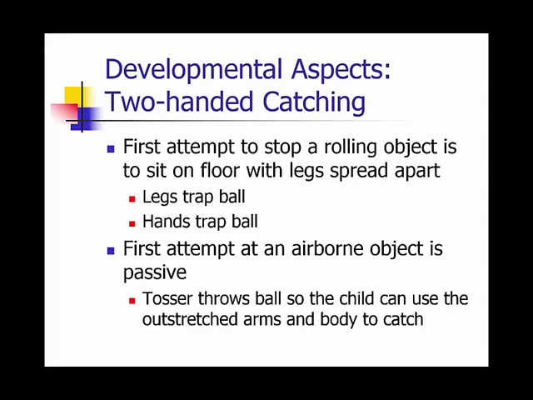For two-handed catching, the developmental sequences and milestones tell us that the first attempts as infants at catching is just stopping a rolling object by sitting on the floor with the legs apart. First of all, the legs kind of trap the ball, and then that progresses to the hands trapping the ball. The first attempts at airborne object catching is pretty passive. When the ball's thrown at a child, they outstretch their arms, and they use the outstretched arms to kind of trap it against the body.